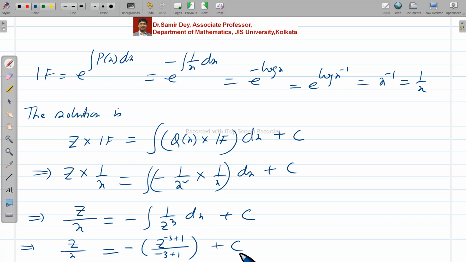Okay, I can wait. Now please write down line by line, because here we are considering x to the power minus 3 into dx. 1 by x cube, you may write x to the power minus 3, correct? The formula is x to the power n. What is the formula? x to the power n plus 1 by n plus 1. I have used the same process. Clear?